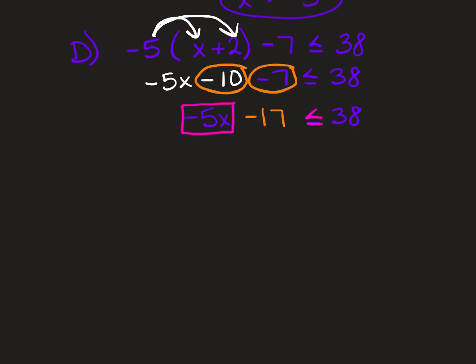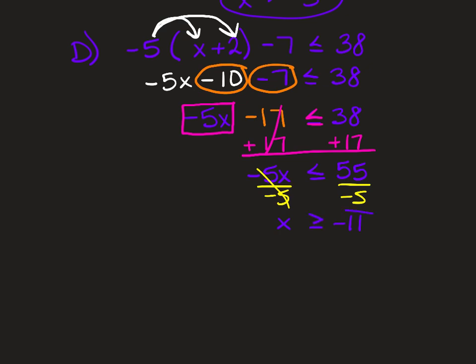So I box in my x term and I look at that inequality symbol and I say I've got a minus 17 I need to get rid of on that left side so that I can get my term negative 5x by itself. So when I add 17 to both sides, it cancels on the left side and we get negative 5x. And when we add on the right side, we get positive 55. Then last, I divide both sides by negative 5 to get x by itself. I get a negative 11. And since I divided both sides by a negative, my inequality symbol flips, and I get x is greater than or equal to negative 11.